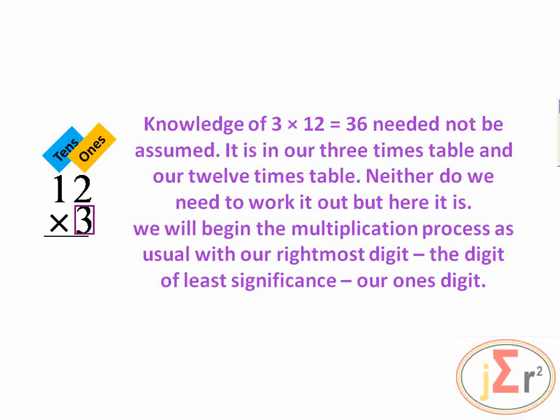Knowledge of 3 times 12 need not be assumed. It is in our 3 times table and our 12 times table. Neither do we need to work it out, but here it is. We will begin the multiplication process as usual with our rightmost digit, the digit of least significance, or ones digit. So we did not actually need to multiply it out because we know our multiplication table. But let's go. 3 2s, 6. And then we say 3 1s, 3.